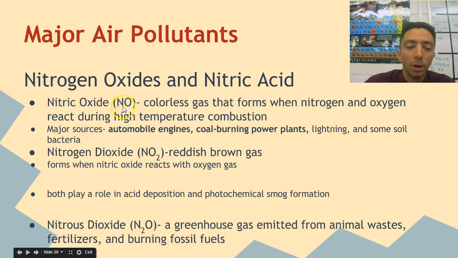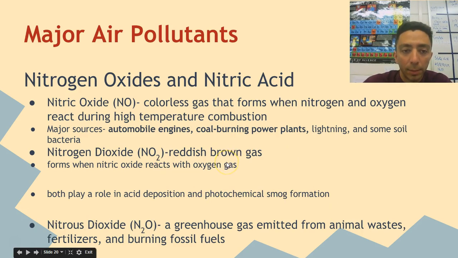And then when those NOs, which are being produced right where we're combusting the fuel, react with oxygen gas again, that's when we can form nitrogen dioxide. And so both of these are air pollutants. Automobile engines are going to be the biggest ones here, but it is important to know that there's some natural sources of this, like lightning and soil bacteria, which produce nitric oxide. These are both big players in acid deposition. This nitrogen dioxide can easily form nitric acid, and photochemical smog formation, which I will cover later.